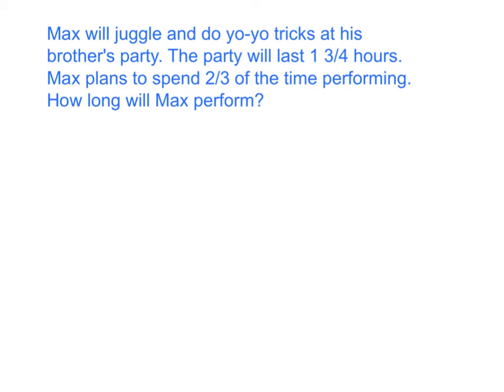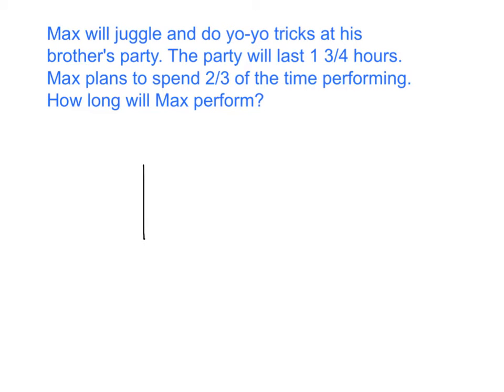So what is our mathematical problem that we are doing? It says he's going to spend 2/3 of the time performing. And how long is the party total? How long is the total length of the party? Carmel? It's 1 3/4. So he's going to be spending 2/3 of the 1 3/4 hours performing, right? So what is the equation we can set up? Ruba? 1 3/4 multiplied by 2/3.